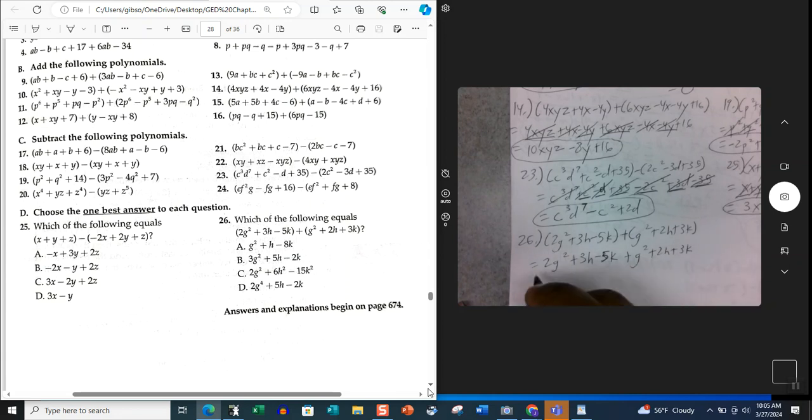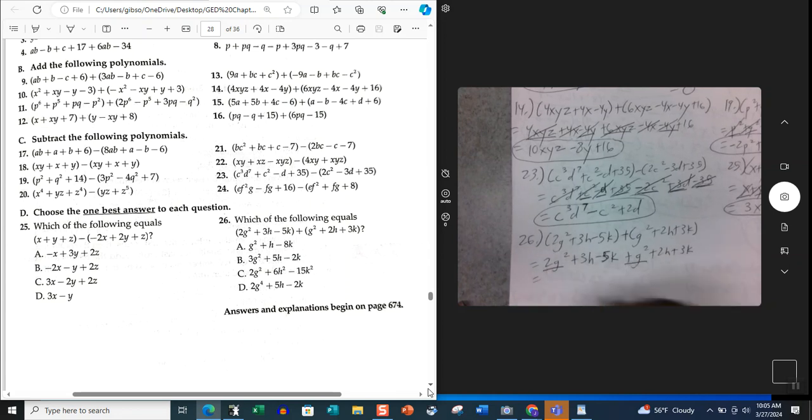Now we combine like terms. 2g squared and g squared is 3g squared. 3h and 2h is 5h. Negative 5k and a positive 3k is a negative 2k. So we look here, we add 3g to the second plus 5h minus 2k, and that is B.